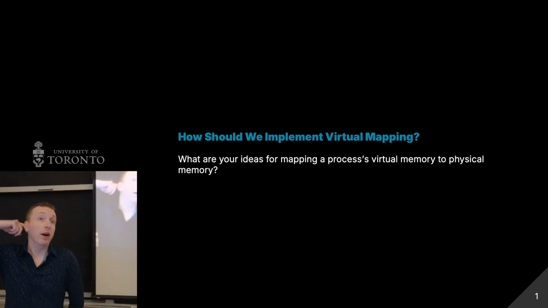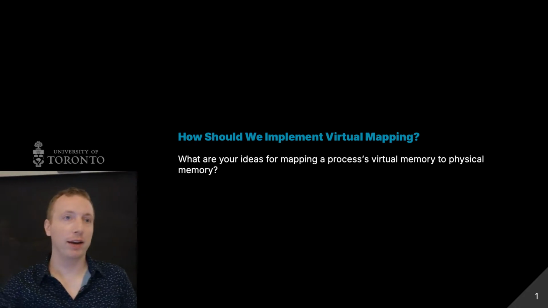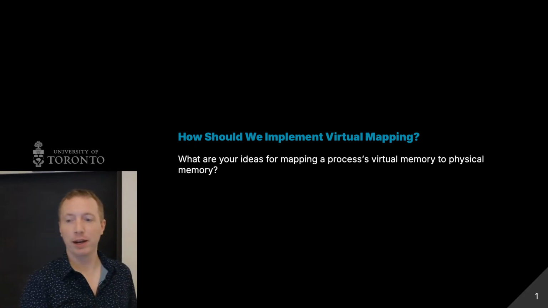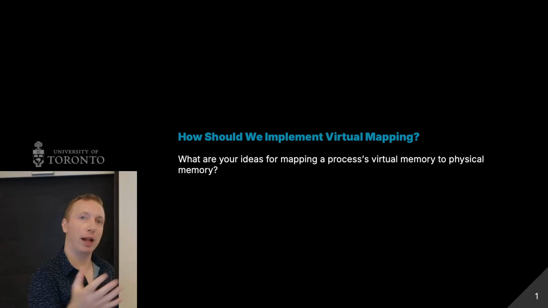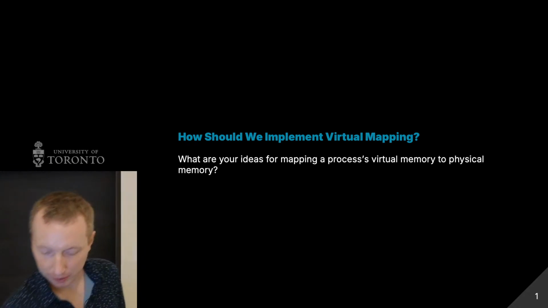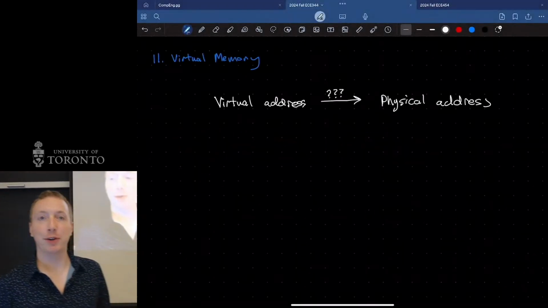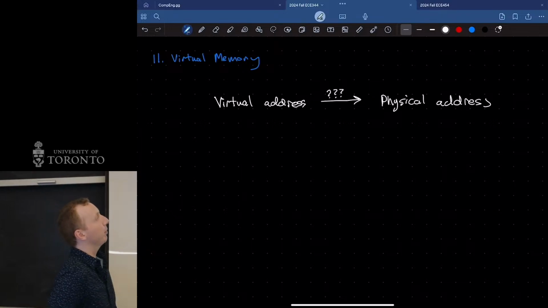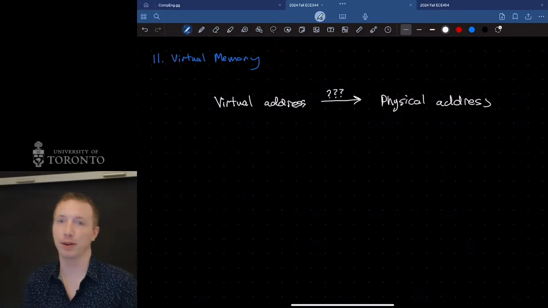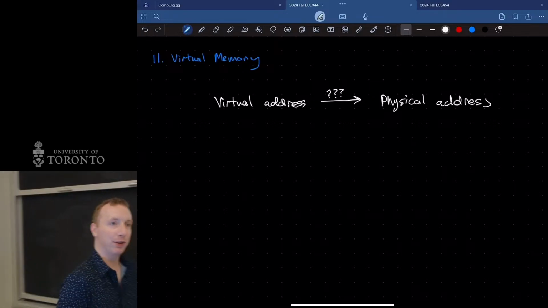Remember, we've argued that virtual memory exists and there is some way to map a virtual address, or virtual memory, to a physical address, or physical memory. So, let's think. How would we do this? How do we get from a virtual address to a physical address? Anyone have any ideas how you would do this if you were tasked with this problem?